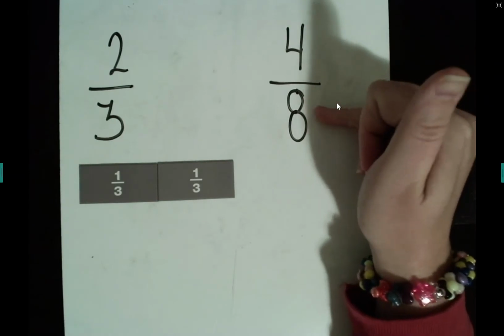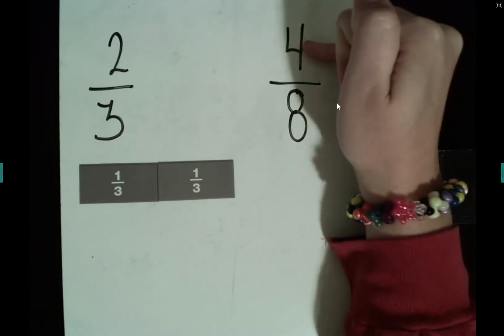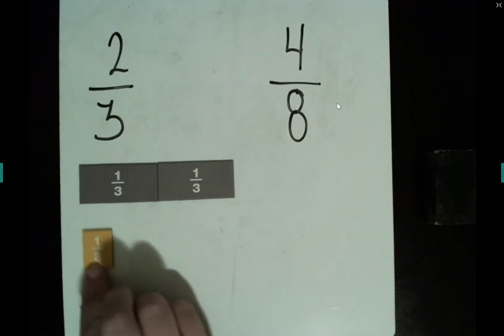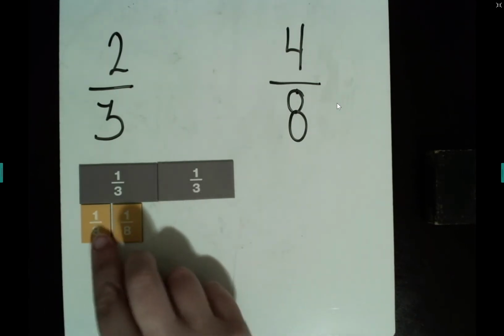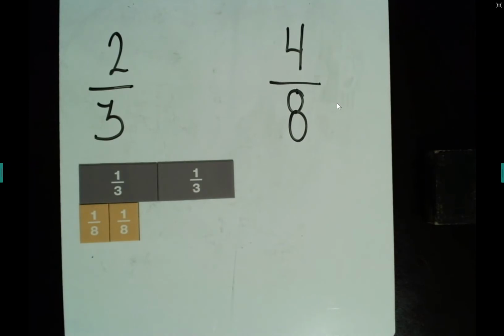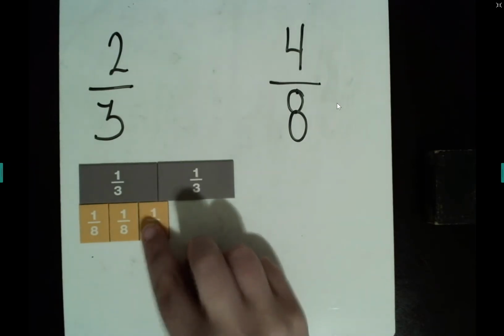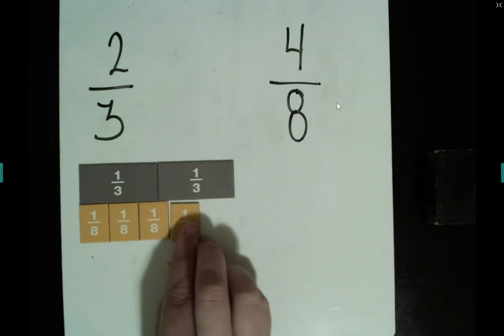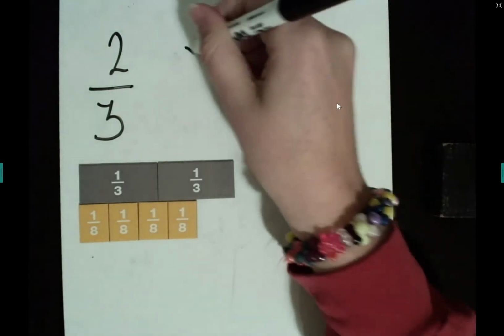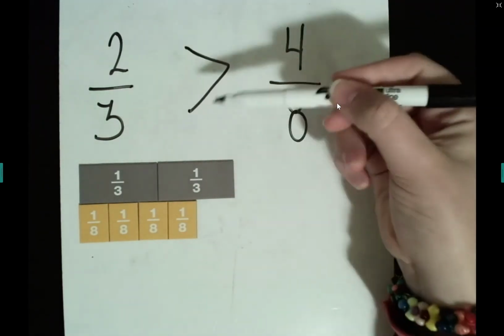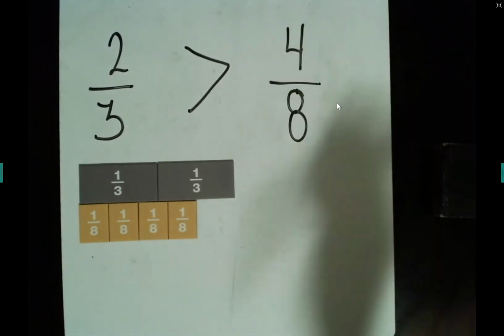Then you're going to find your eighths, and you're going to get out 4 of them. So I have 1/8, 2/8, 3/8, and 4/8. So now that we have them nice and lined up, you can easily figure out which one is greater. So we have 2/3 is greater than 4/8.